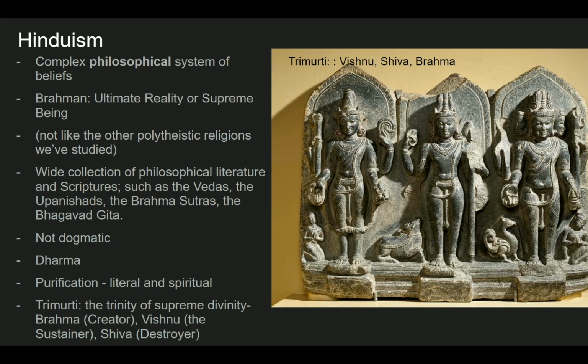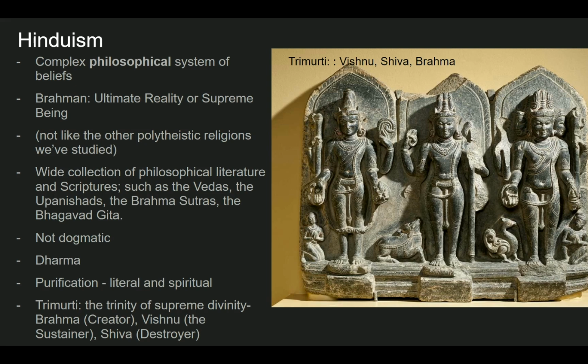So what this means is that each of those different gods is as if you were putting your hand on a different part of Brahman and describing the different aspects of Brahman. So they aren't separate gods. Instead, they're reflective of Brahman. So they're not like other polytheistic religions we've studied.